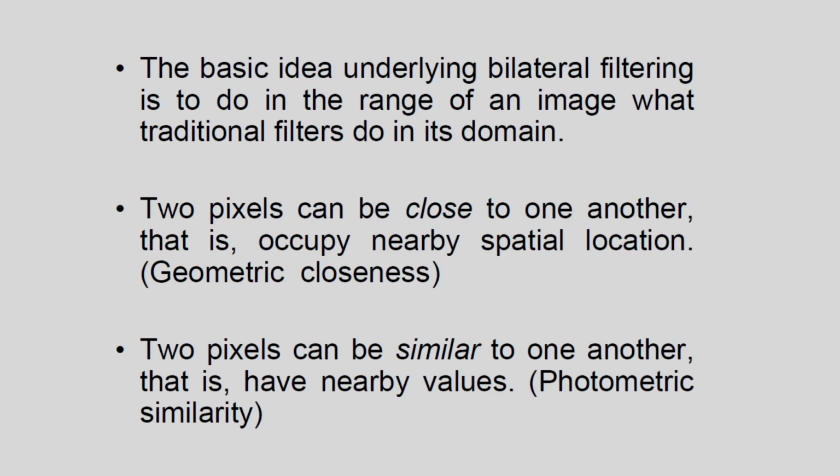So already I have explained. So what I have to do? For this I have to consider the geometric closeness. Two pixels can be close to one another, that is occupy nearby spatial locations. So that means I have to consider the domain, and also the photometric similarity. Two pixels can be similar to one another, that is they have nearby values. So that means I have to consider the pixel range.